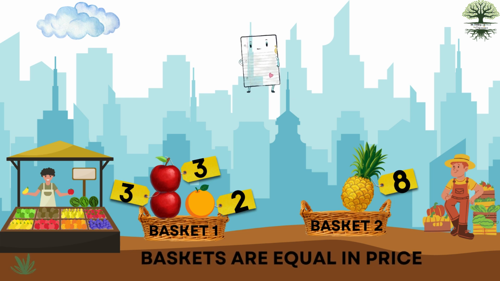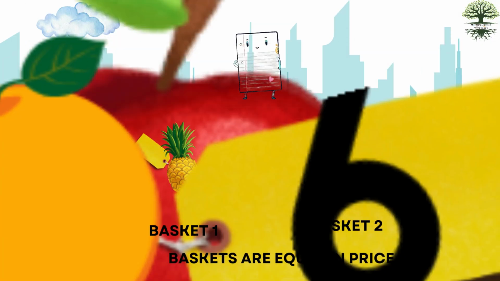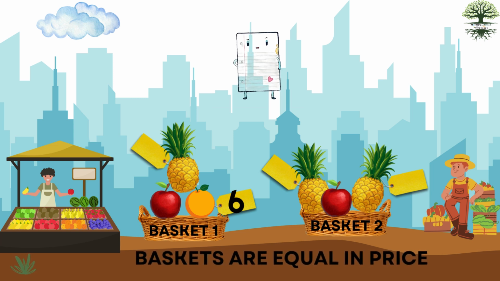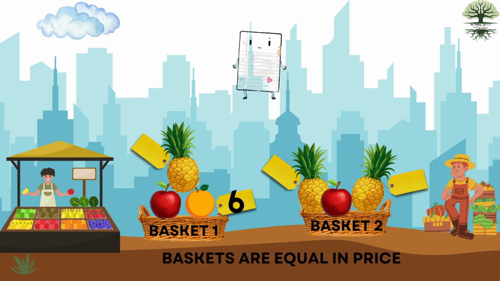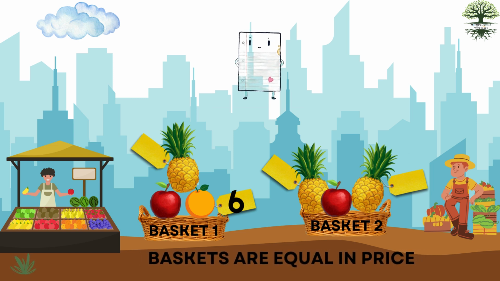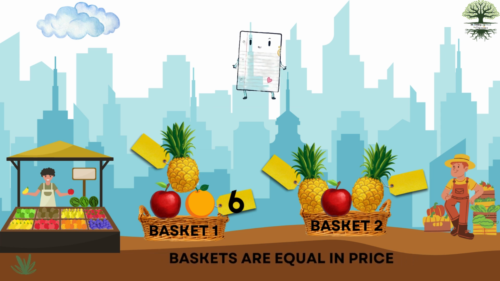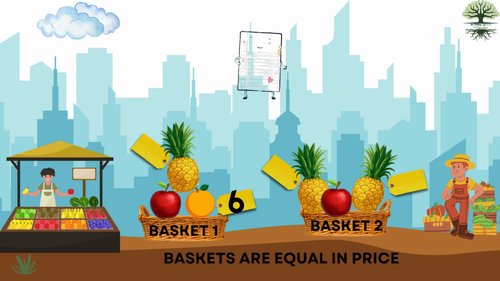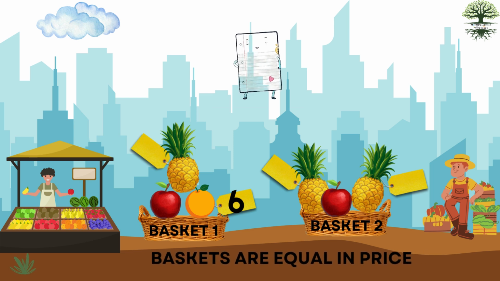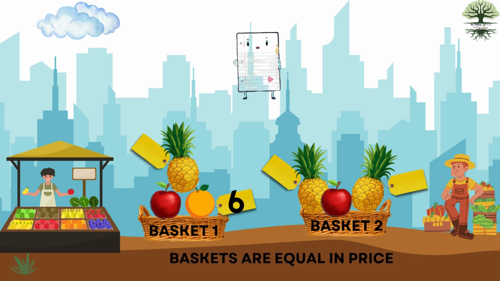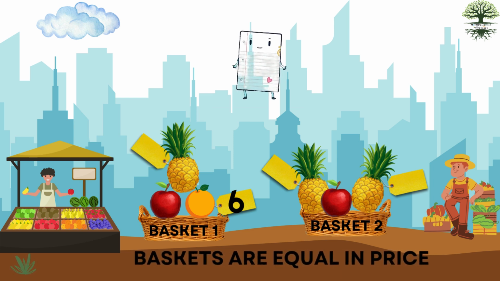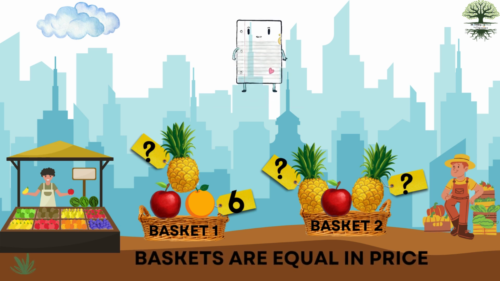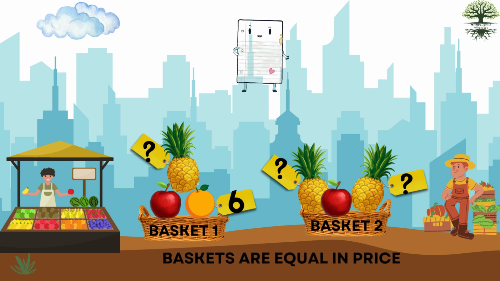Let's dive into another example. Here's what we have. Basket 1 has 1 apple, 1 pineapple, and 1 orange. Basket 2 has 1 apple and 2 pineapples. And here's what we already know. The price of 1 orange is 6 units. The puzzle is to figure out the price of 1 pineapple. And remember, all pineapples have the same price, and both baskets are equal in total price. Take your time and try to solve on your own.